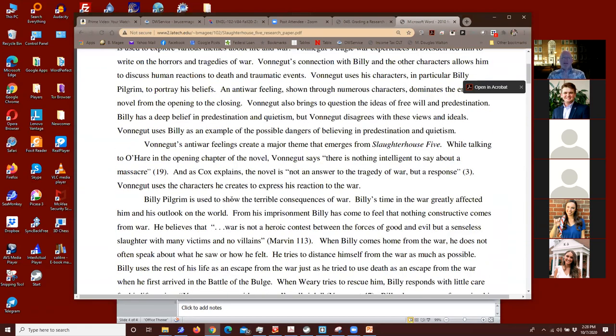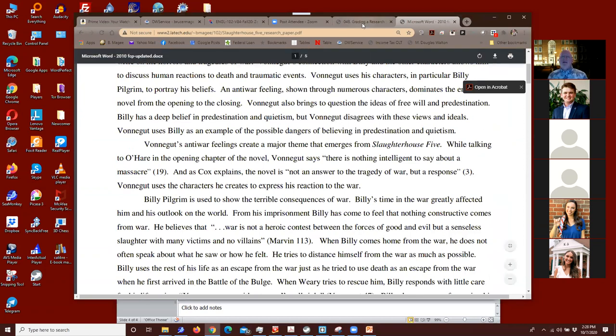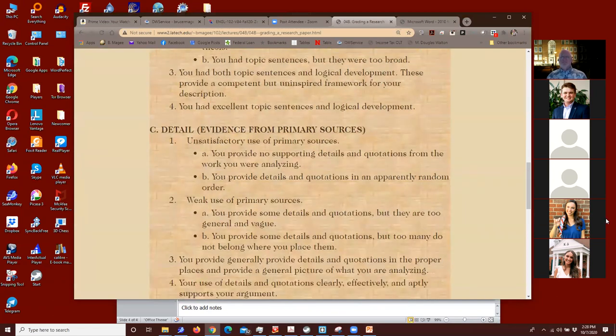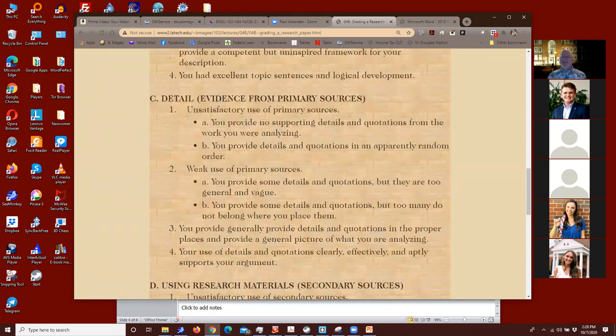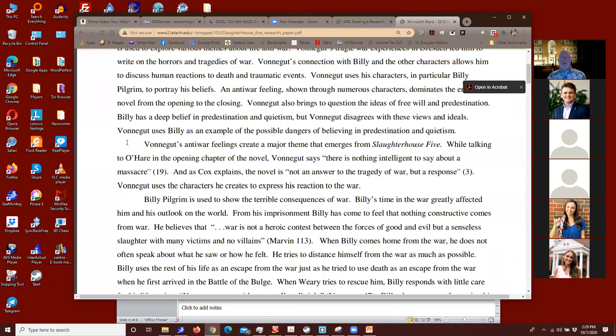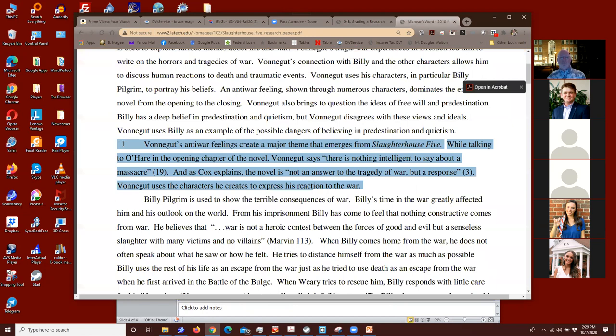Okay, so what am I looking for next? Next. Is this thing on? Detail. Detail from notes and sources. The primary source, which is Vonnegut. We need how many per paragraph? 2 primary, 2 secondary. Yeah. And knowing that, all you have to do is look at this and you already know what. Without even reading it, what do you already know about that paragraph?